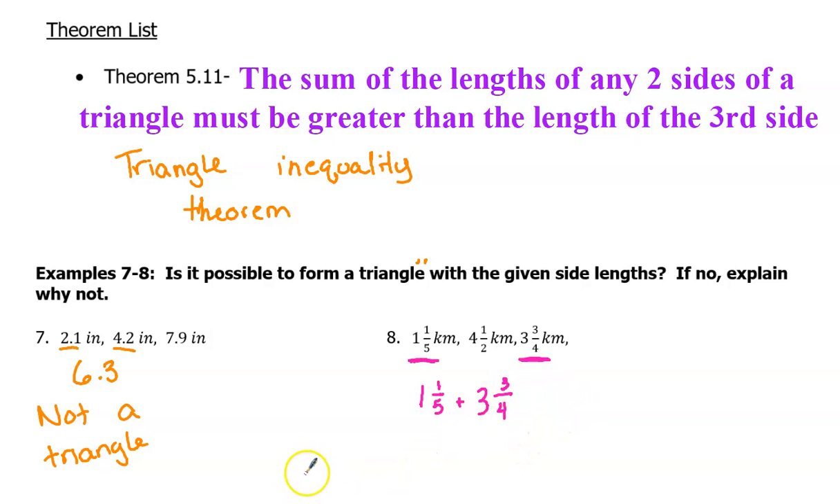I know it's fractions, so it's kind of weird. However, these are also decimals. So 1/5 in decimals is 1.2. And 3/4 in decimals is 3.75. So let's add those together. 1.2 plus 3.75 is 4.95. So is 4.95 greater than 4.5? So 4.5 as a decimal is 4.5. So is that bigger than 4.5? Yes, so this will be a triangle.